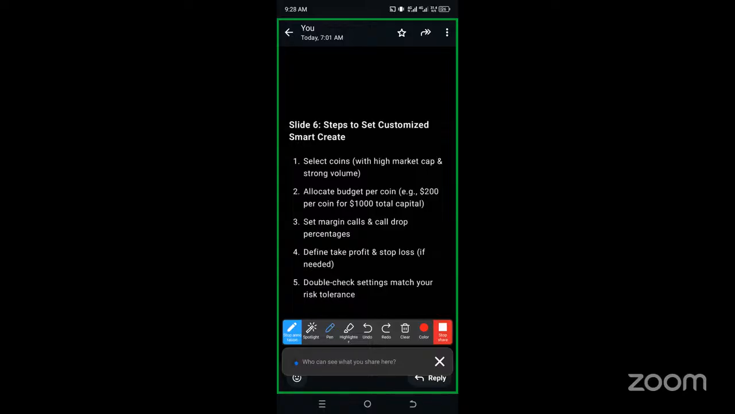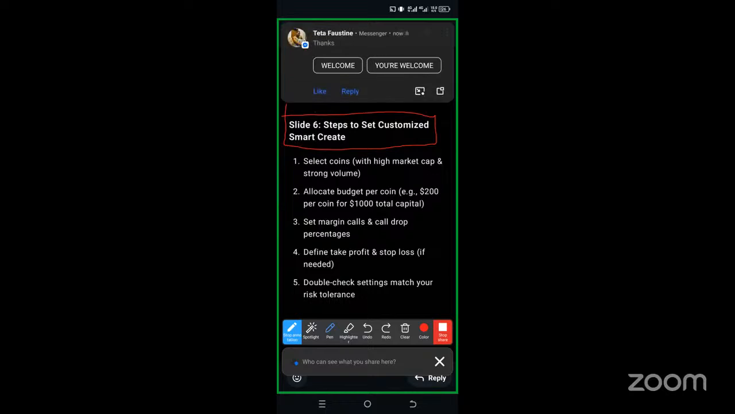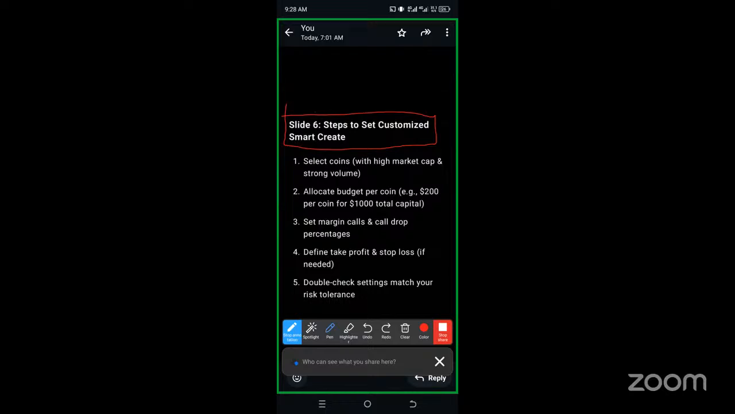Steps to set customized Smart Create. This is very important. We have steps we use to set. My friends, my dear colleagues, if everyone among us learns this robot like this, and knows how to choose the best ways and steps, you will be making money every day, and the profit you make will be proportional to your capital, and to your knowledge of customizing your robot.